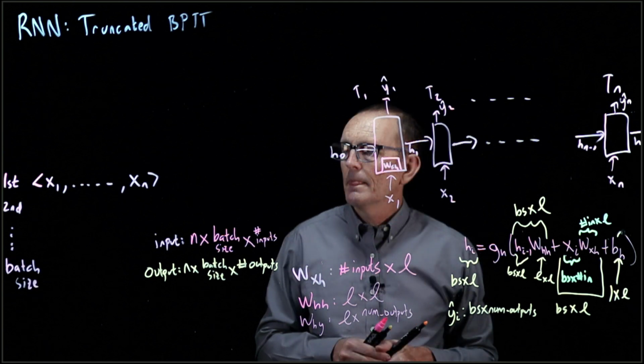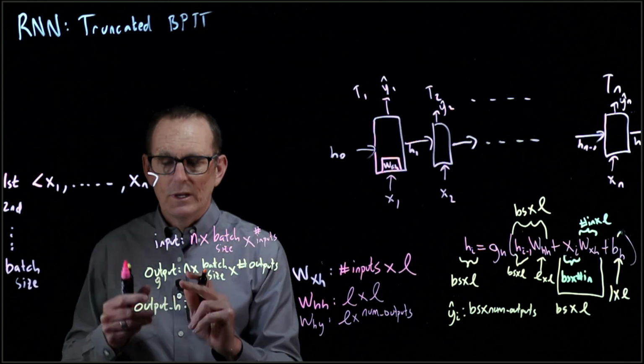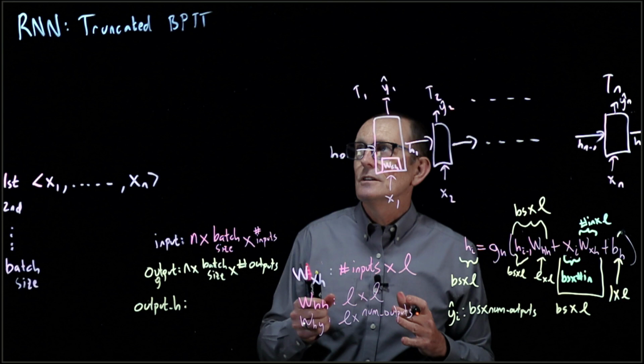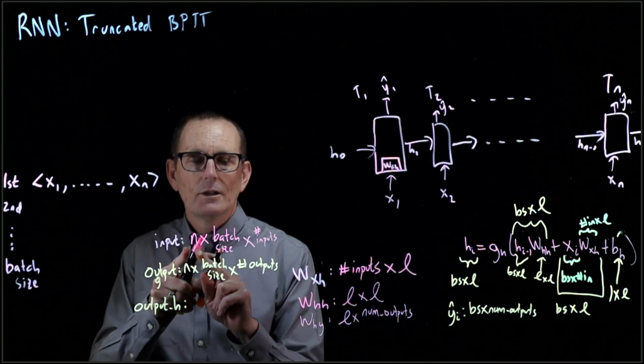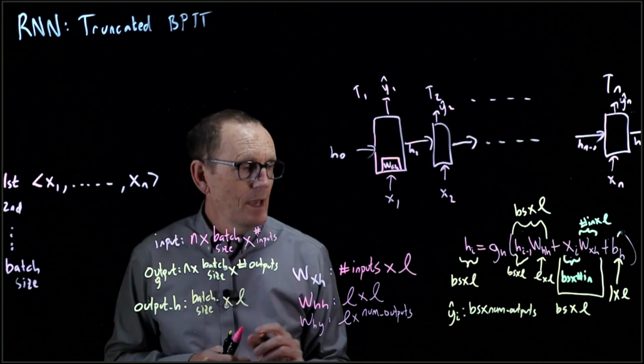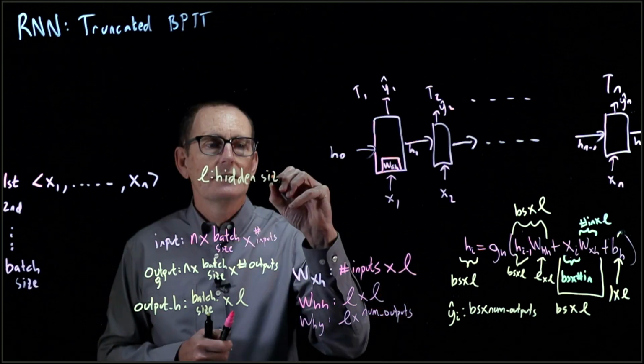We should also look at the output h, because what we get are the output y hats, and we also get the output h, so that we can feed it in to our next sequence if we're doing truncated backpropagation. So our output h is going to be, we don't have the sequence length because there's just one output, but it's of size batch size by L. And what is L? L is just our hidden size. So we just decide how big we want this to be.